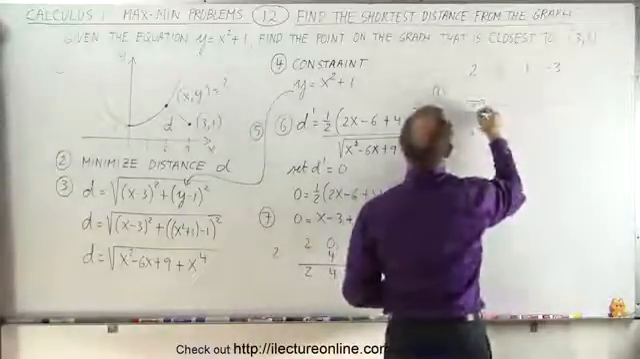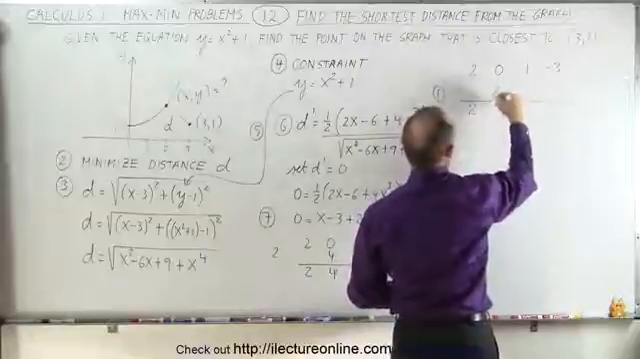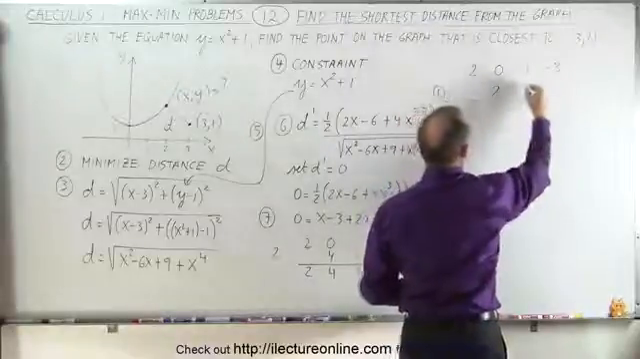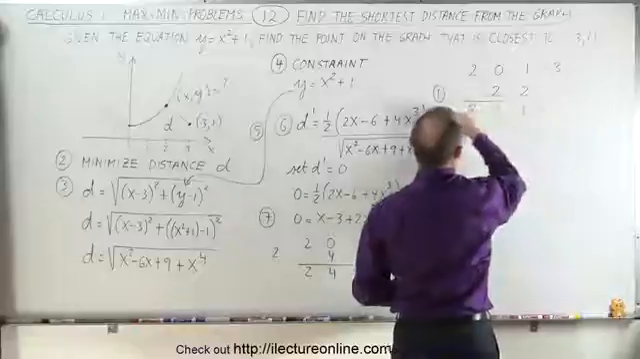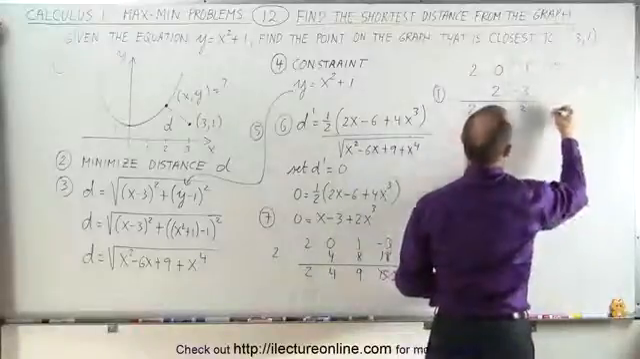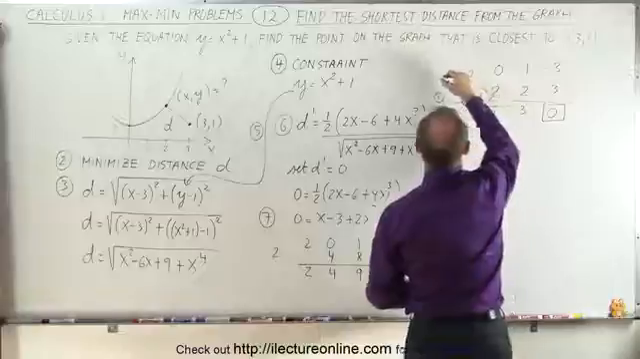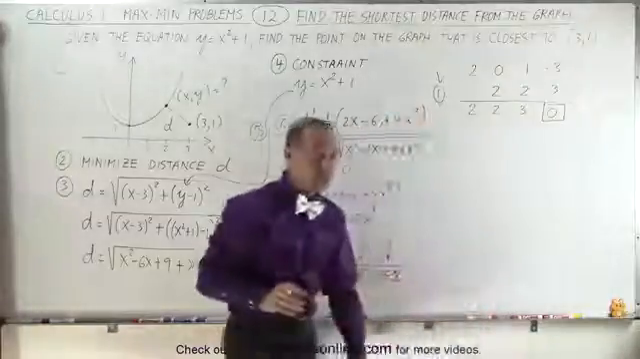So we drop down the 2. 1 times 2 is 2. Add together, I get 2. 1 times 2 is 2. Add together, I get 3. 1 times 3, 3. Add together, I get 0, which means that x equals 1 is one of the roots.